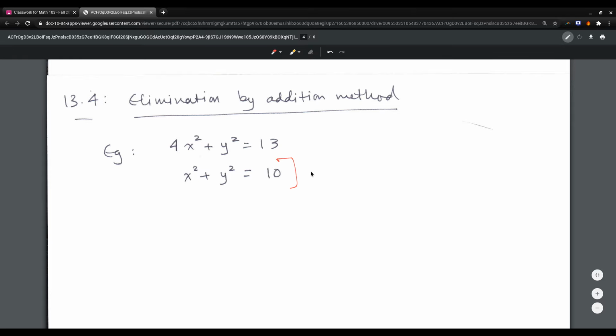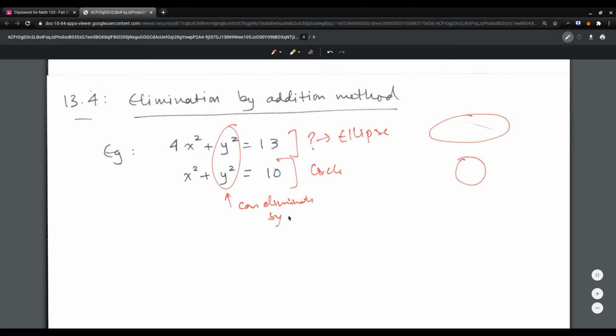We have one familiar object here, which is a circle, and we have something that's not familiar. Now, an important thing for a circle is that it's only x squared plus y squared, no numbers in front of it. Now this, if you plot, actually comes out to be an ellipse. It's like that. A circle is a special case of an ellipse. Now the first thing to notice here is that they both have y squared. So I can eliminate this by subtraction.